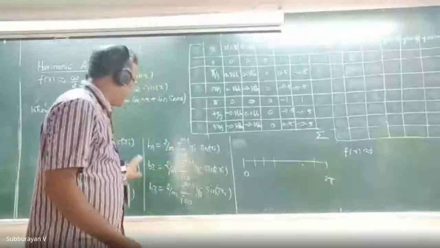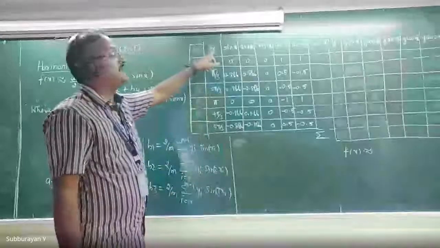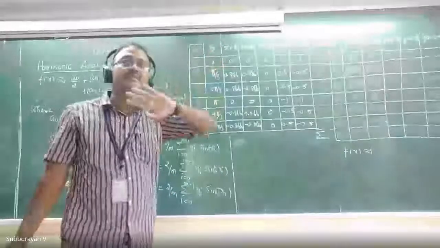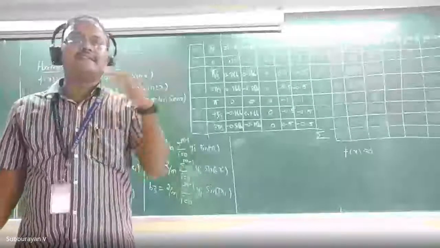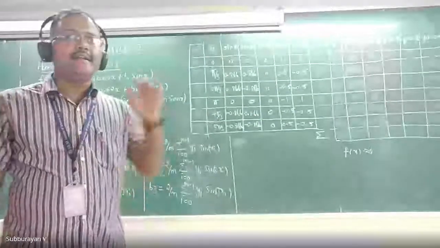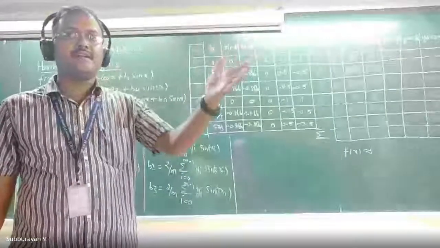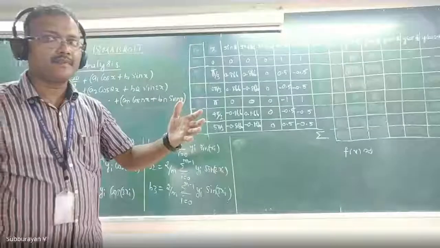Now after rewriting this, we come to the table. For this problem, we have to form the table like this. First the x value. Usually we give only either 6 or 12 or 18 data points like this, for convenience.